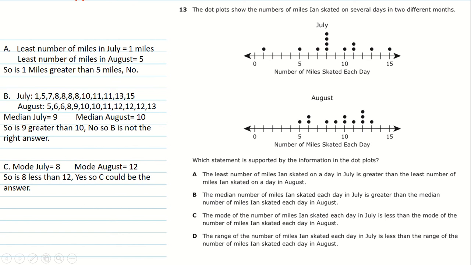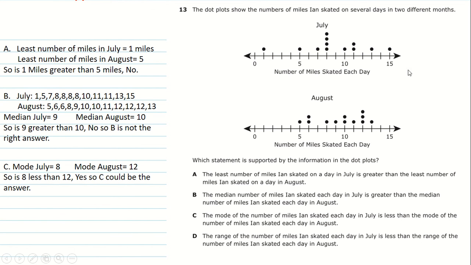So then we go to C. And you can obviously see how I am working out each answer choice like it is its own question. That's honestly what you have to do. These questions take a while. It says the mode of the number of miles Ian skated each day in July is less than the mode of the number of miles Ian skated each day in August. Okay, remember, mode is the most often number.